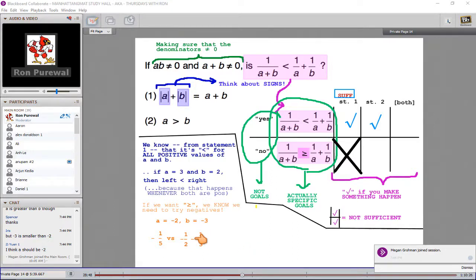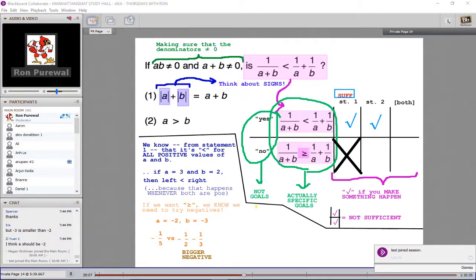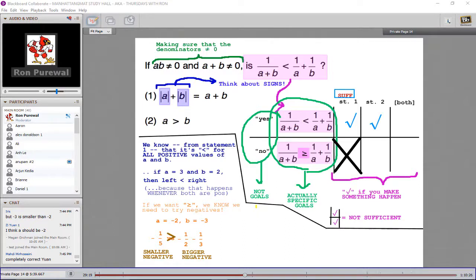So these are both bigger things in terms of magnitude, in terms of how large the numbers are. So this is definitely more negative, and that's less negative. This is a bigger negative number. And this is a smaller negative, which means that the smaller negative is greater in terms of the greater than, less than side. So we can check off that box. So this is not sufficient.